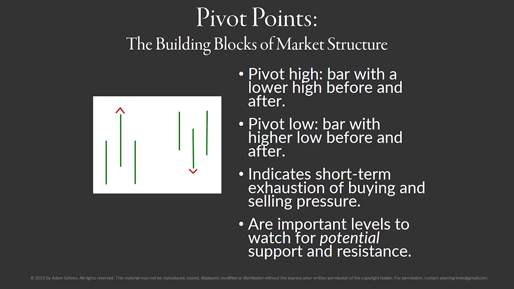Language is a little bit difficult. People use this word in many contexts and to mean many things, but specifically when I say pivot or pivot point, I mean this type of formation. You have a bar where the high is higher than the previous and the following high. This bar then is a pivot high. Or you have a bar where the low is lower than the previous low and also lower than the following low. This indicates some type of short-term exhaustion of buying and selling pressure, and these are important points to watch for potential support and resistance.